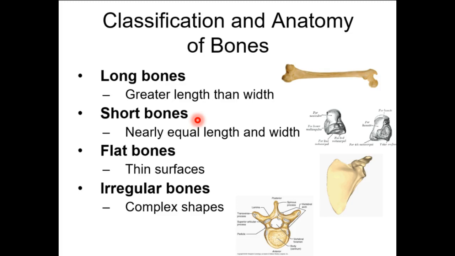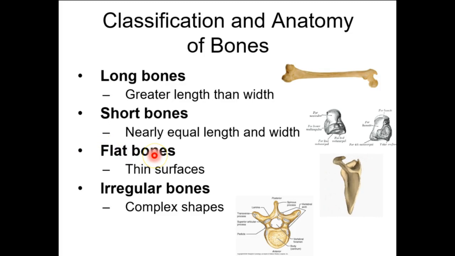So bones can be classified by shape, and I think this is pretty intuitive. Long bones are long, short bones are short. What we mean by that is that short bones have a nearly equal length and width. So they won't all necessarily be shaped like cubes. Some of them will be round. Some of them will be a little bit oblong like this, but we still don't consider it a long bone like the femur would be a long bone.